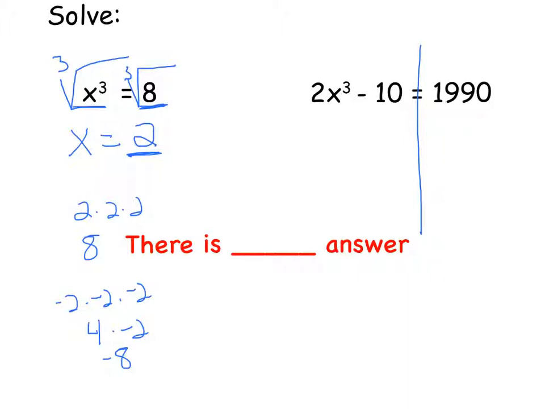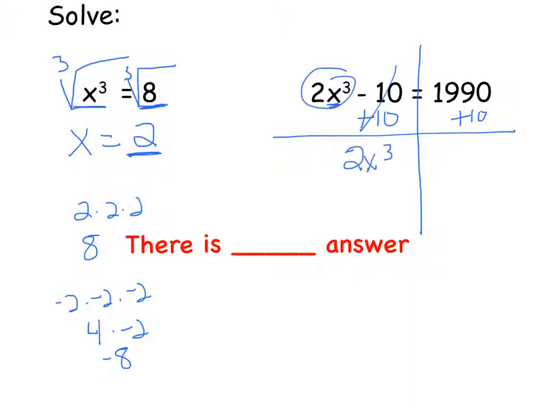All right. Here the x cubed is not on a side by itself, so we have to first start by isolating it. It's minus 10, so we're going to add 10. So now that cancels. I'm going to bring this down. So 2x cubed equals 2,000. It's multiplied by 2, so I have to divide by 2. So x cubed is 1,000.